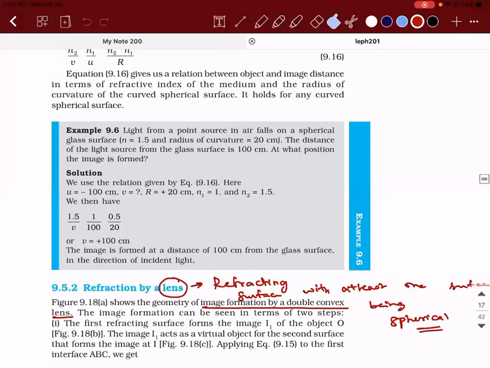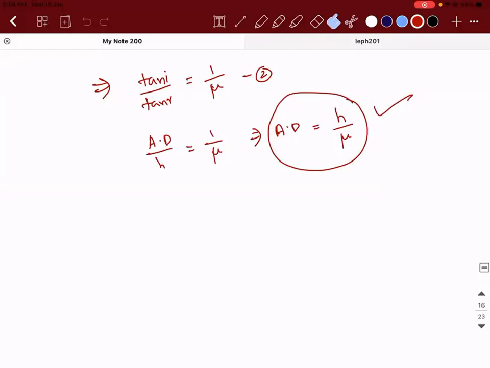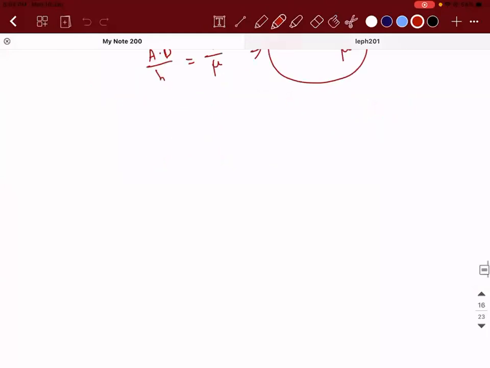So last class we were discussing some problems based on real depth and apparent depth, right? This class will start with the next subsequent topic, which is called refraction at a spherical surface.